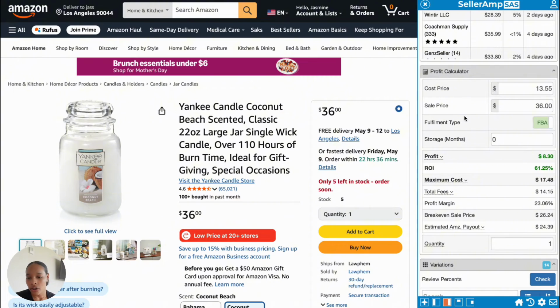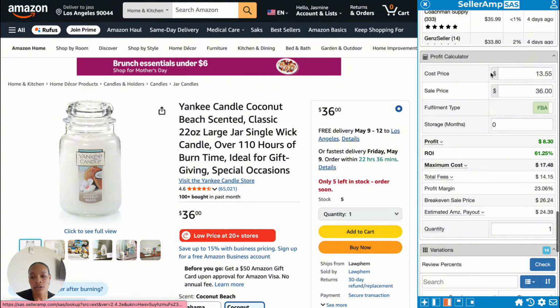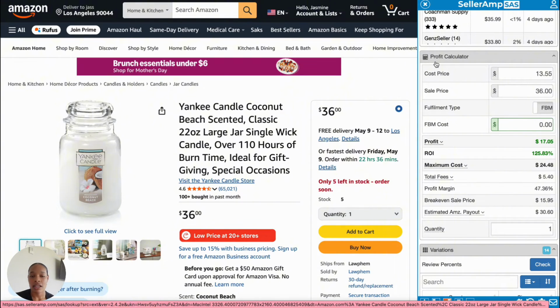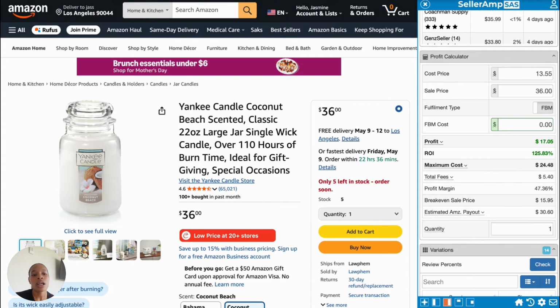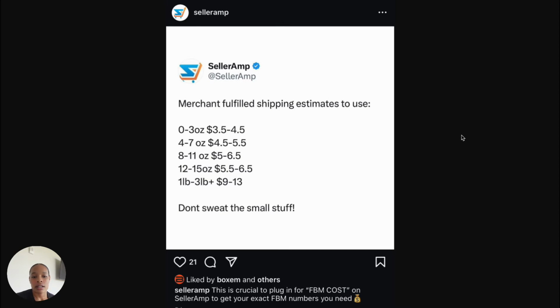So like you guys heard, I do mainly FBA, but if you want to do FBM for a certain listing, you're going to just scroll down to the profit calculator and toggle on FBM and toggle off FBA. And then it's going to give you the FBM costs. So it's actually just going to say blank. It's going to say 0, and you have to input the FBM cost. Now the FBM cost is your shipping cost. So what you can do is go based off of these numbers.